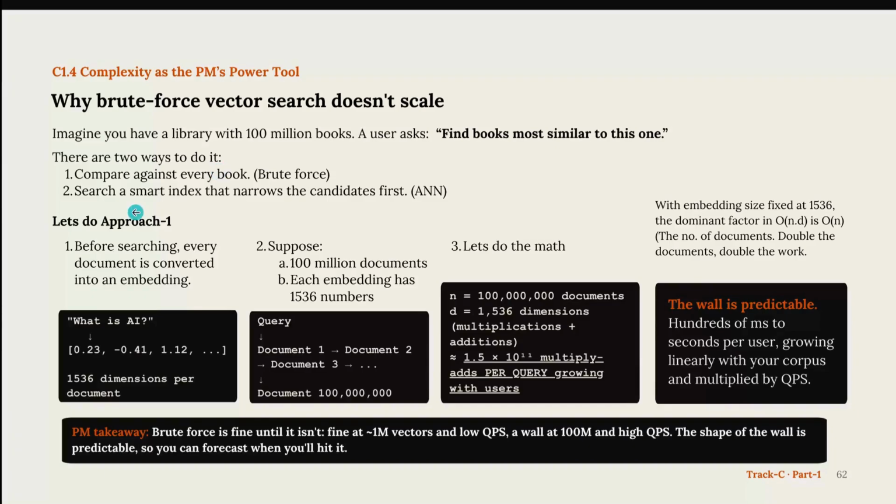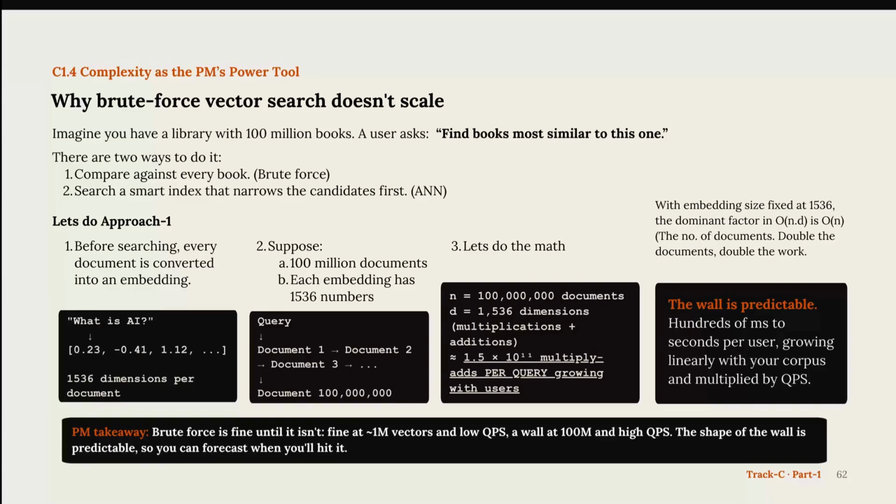Yeah, you can instead create a smart index that narrows the candidates first. Approximate nearest neighbors is an indexing methodology or framework that can be used to index the documents in the right way and fetch only the documents that match the candidate.